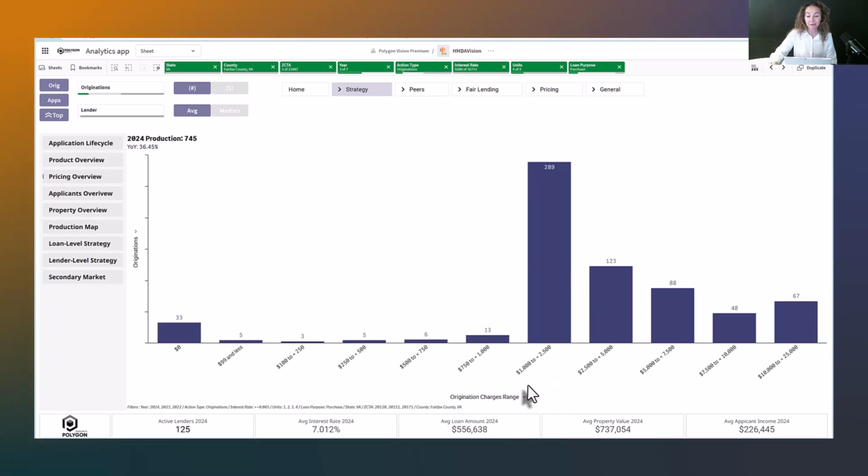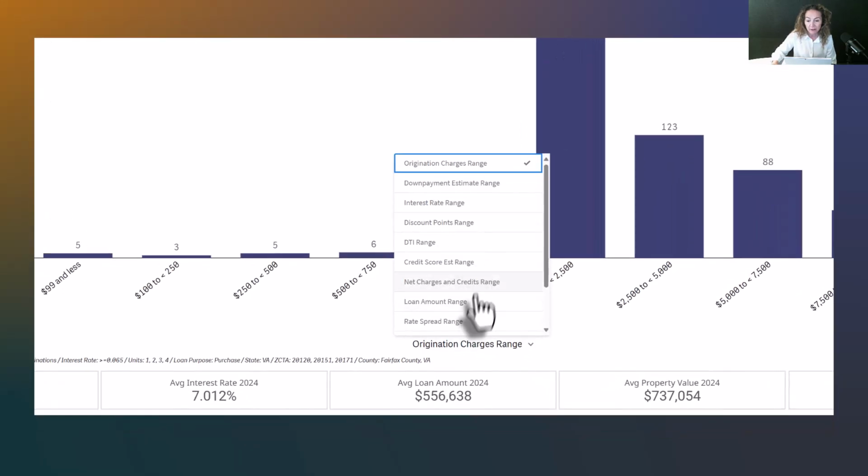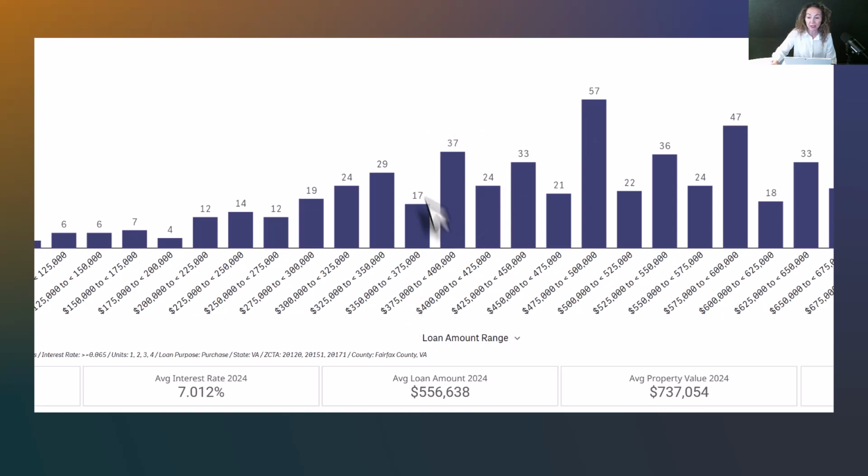Now let's dive deeper into the loan costs analysis. Understanding the loan costs of the loans that those borrowers took is important because that would impact the opportunity cost calculation when it comes to refinance. So here we are seeing the origination charges range, and the most frequent origination charges are between $1,000 and $2,500. Now let's plot the loan amount range.